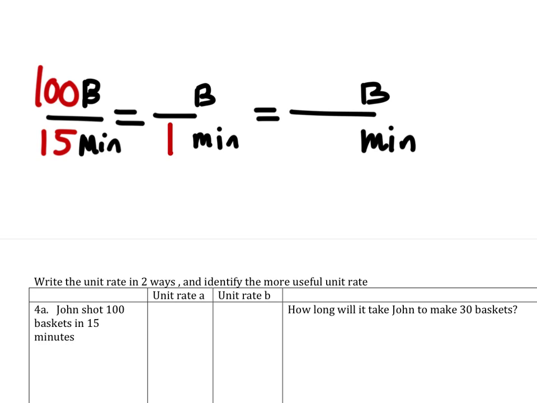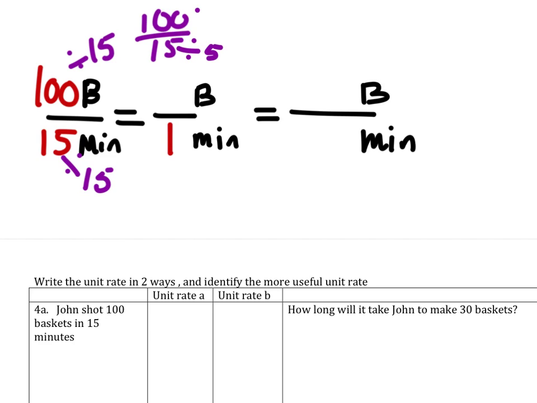So to do these, we would divide this by 15, and we could divide this by 15. You could also use cross multiplication, bow tie method, or fishy method. It's not going to matter. This would give us 100/15ths. The last thing we need to do is to simplify that by dividing both of these by 5. And that would give us 20/3 baskets in 1 minute.